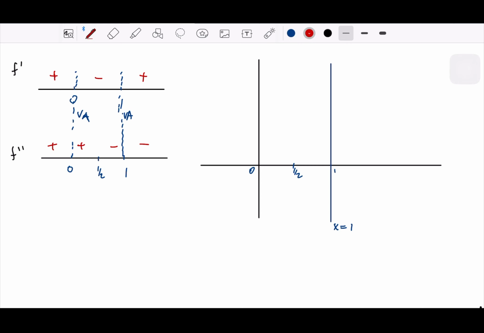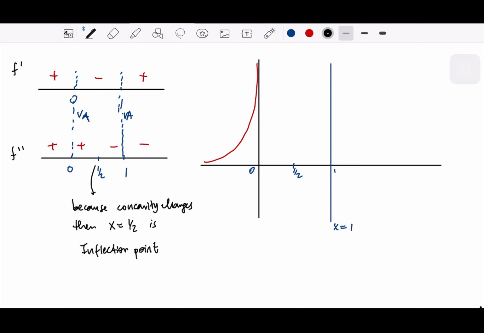Taking the curve to take this, going to be there. Oh, by the way, I forgot to write that because of the concavity change, x equals 1/2 is an inflection point. I forgot to write this. Okay.